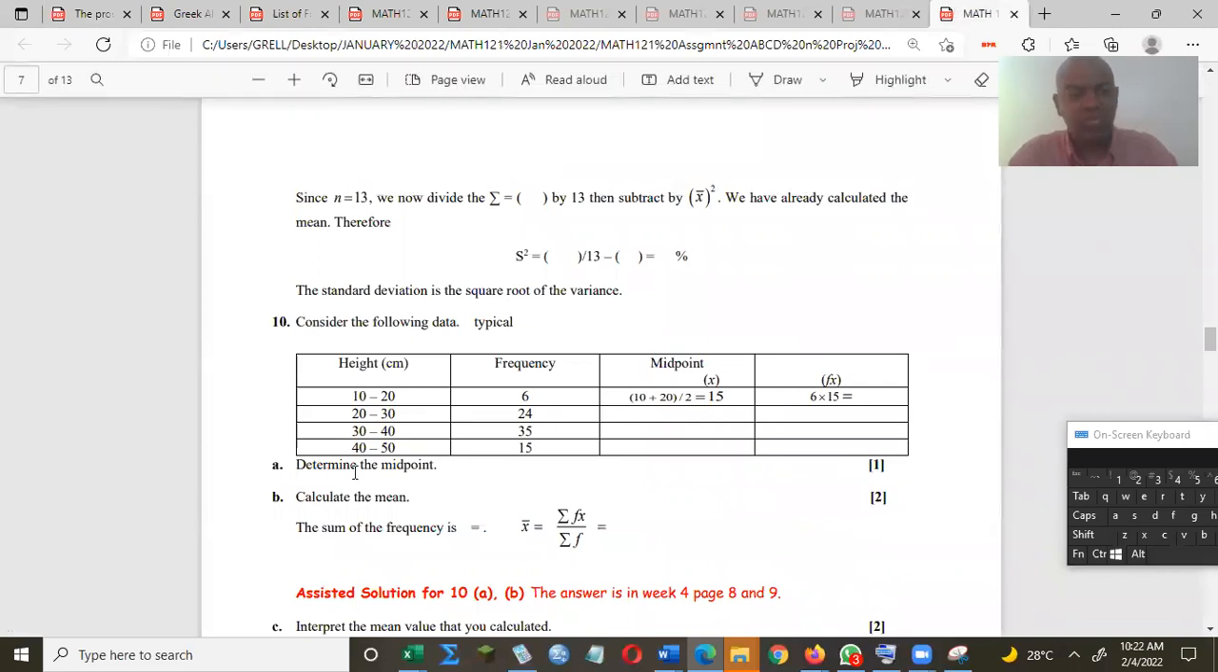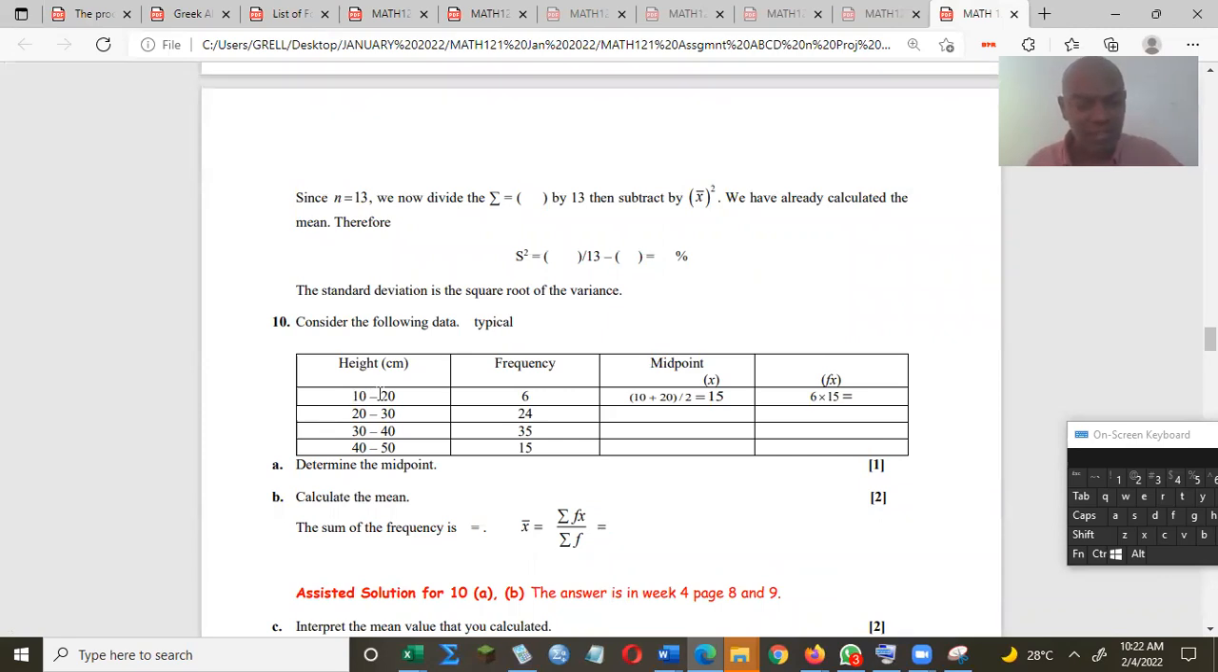The first question is to determine the midpoint. If we look at question number 10, there's a little help, a little starter already. The midpoint is the lower boundary plus the upper boundary divided by 2. The midpoint is like the mid-interval, a number in the middle. It's like a median. The median of 10 and 20. What number is in the middle of 10 and 20? Smack in the middle. To do that, you add the two boundaries and you divide by 2.